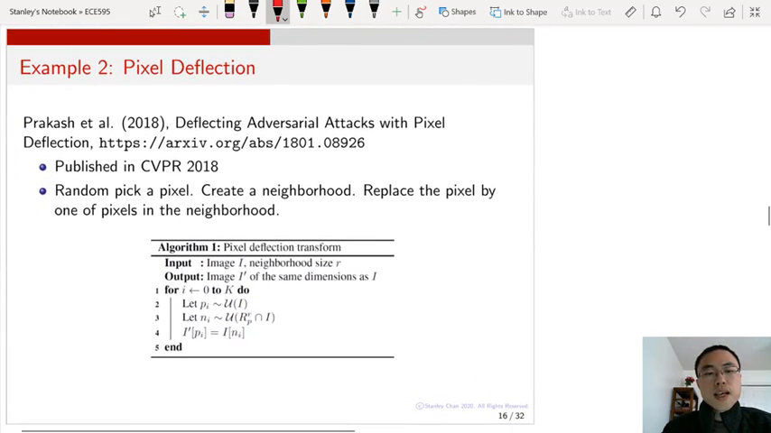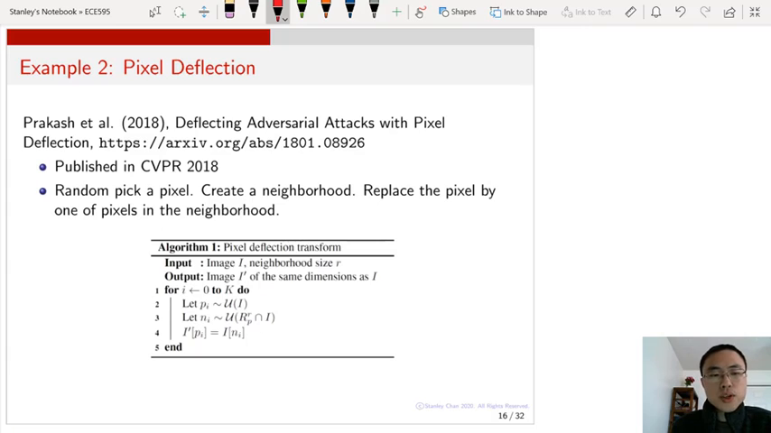The second example in the randomization approach is proposed by Prakash et al. in 2018, and the title of the paper is Deflecting Adversarial Attacks with Pixel Deflection. This was published in 2018's CVPR, and the idea is also extremely simple.